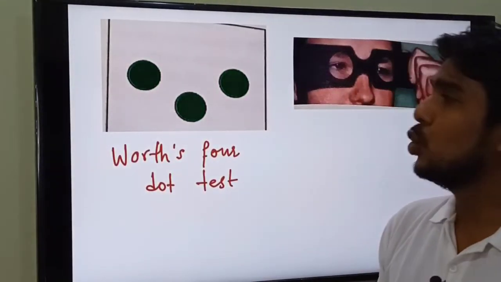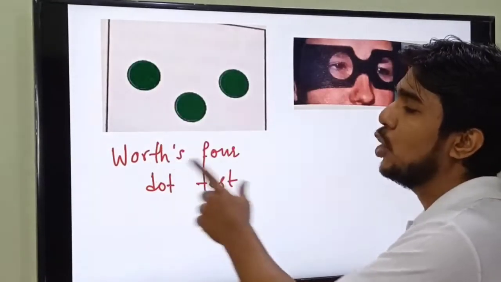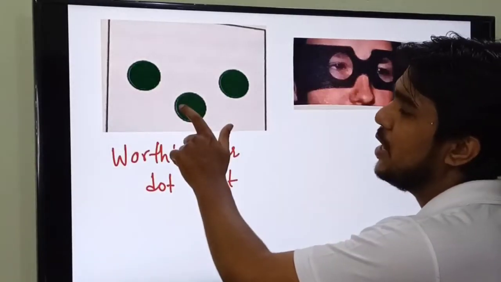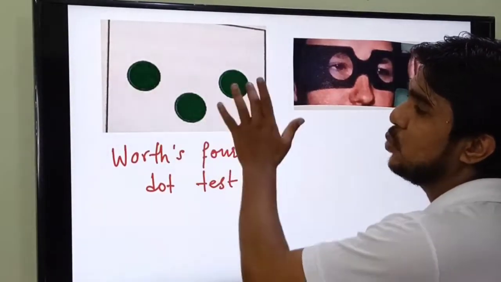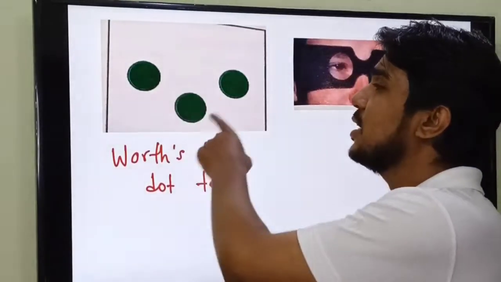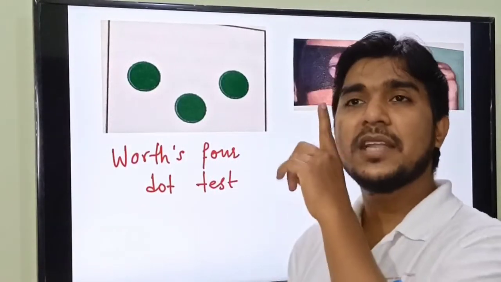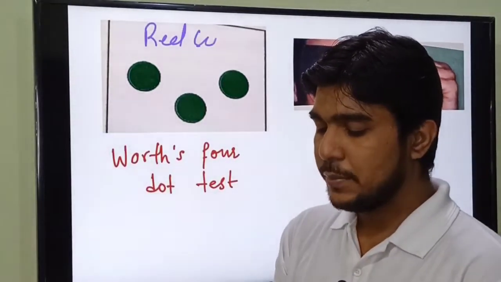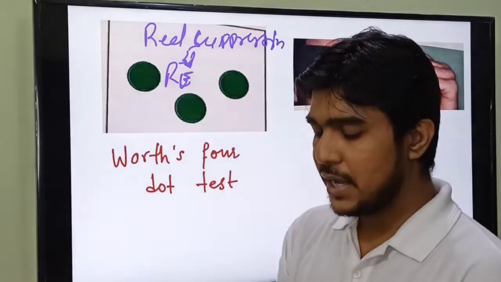Now let me tell you the two most important things. What is this test? This is the Worth 4 dot test. This is not the normal thing. Normal is that it should be red, and here there is one white. But the patient is seeing this one wearing the red-green glasses. Red for right eye, green for left eye. The patient can see only green, means there is a separation of red. So it is red separation. Red separation means right eye separation.